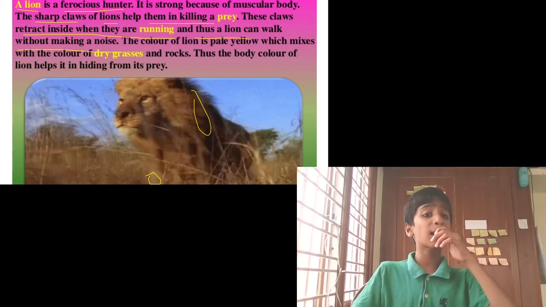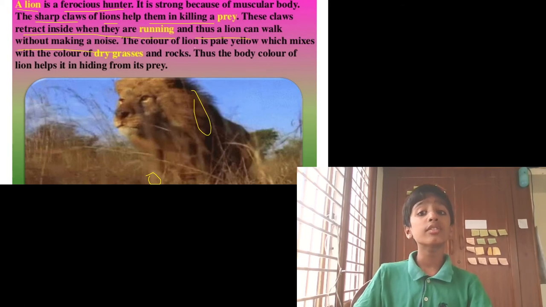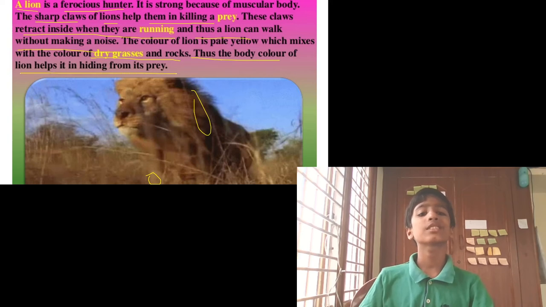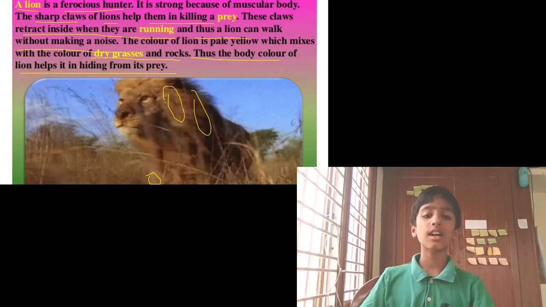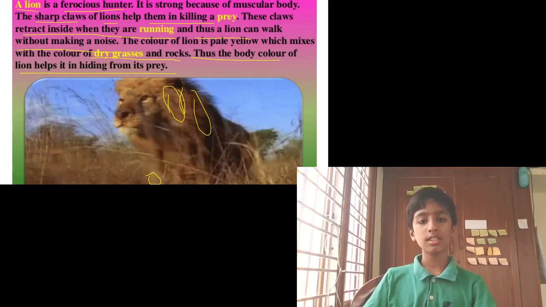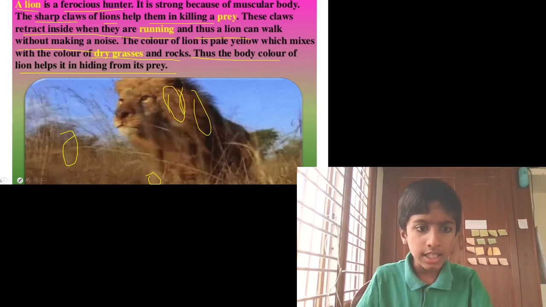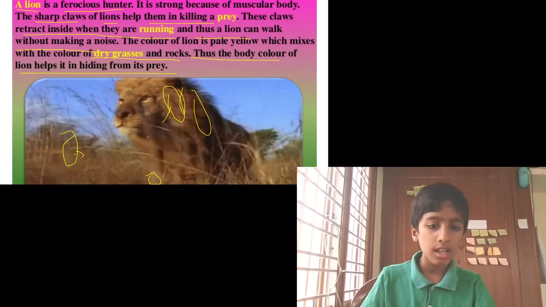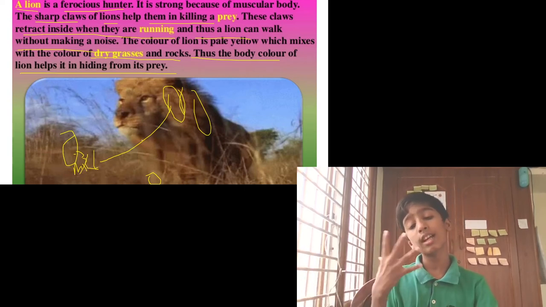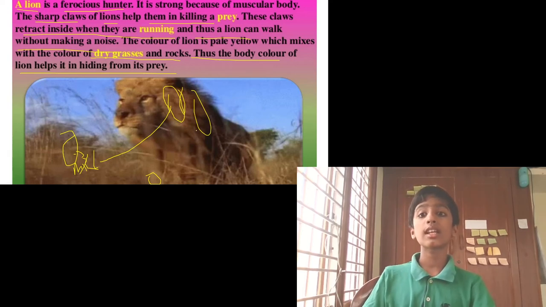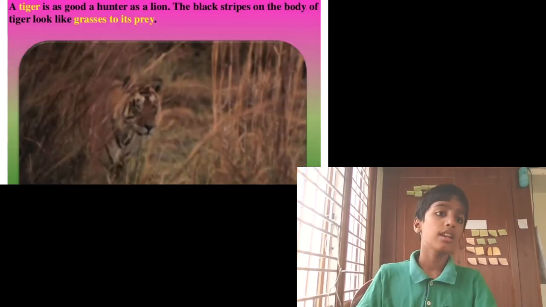The color of the lion is pale yellow, which mixes with the color of the dry grass and rock. Thus the body color helps the lion hide from the prey. You see this color, right? The color of the lion and the color of the grass are almost the same. So if the lion is sitting in the grass, the lion's color and the grass color will mix, and the lion can hide.